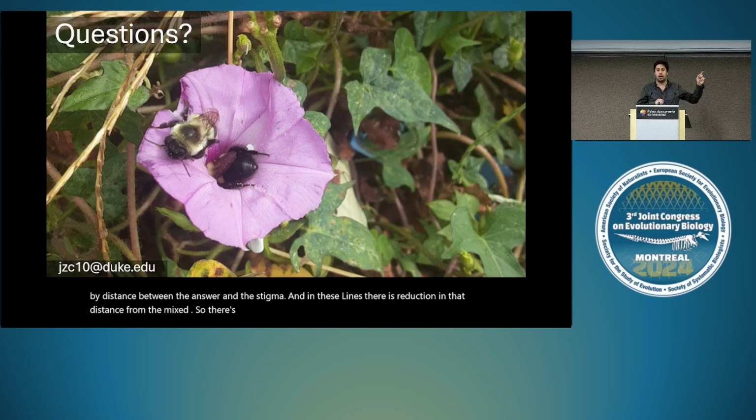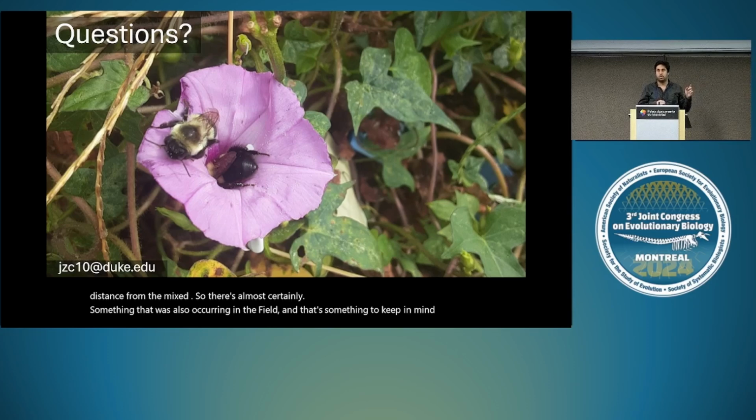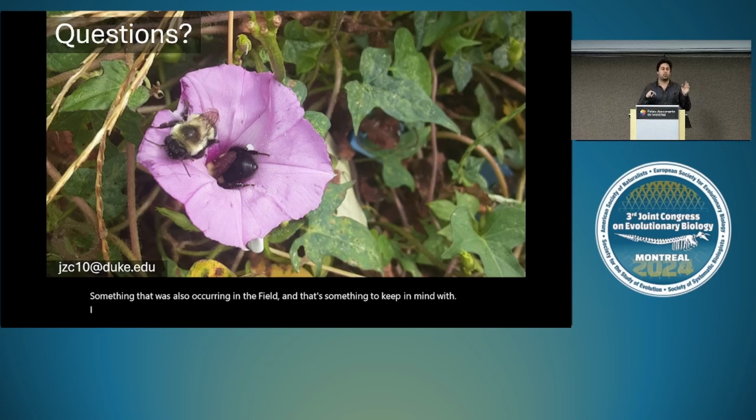So there's almost certainly selfing that is also occurring in the field. And that's something to keep in mind in a lot of aspects, but particularly thinking about how this relates to fitness and seed set times. Because if there's a bunch of selfing, and there are lines that are more selfing than others, that could change some of the aspects of fitness, especially those that are correlated with other traits.